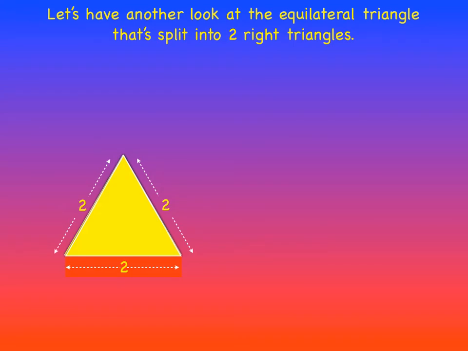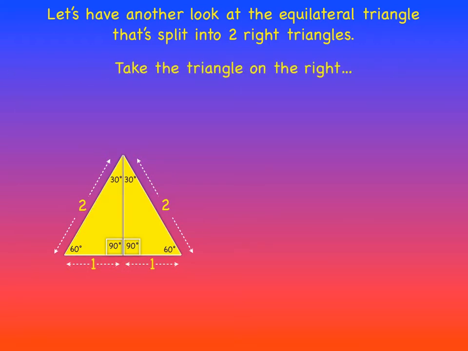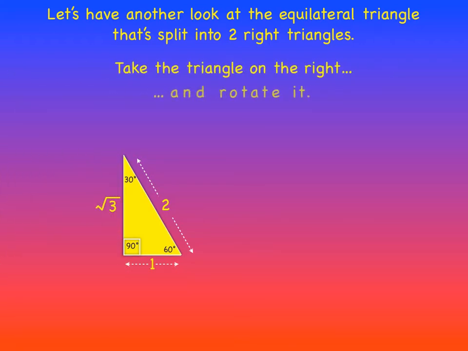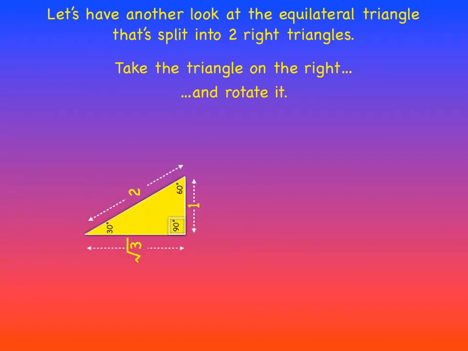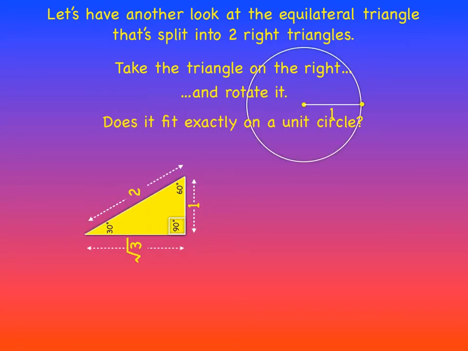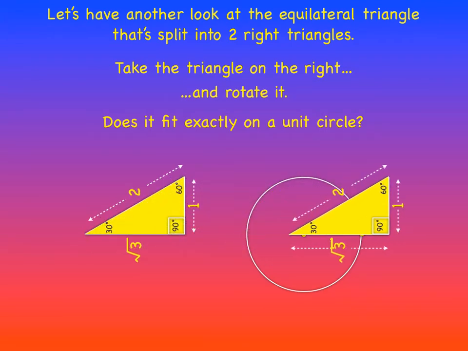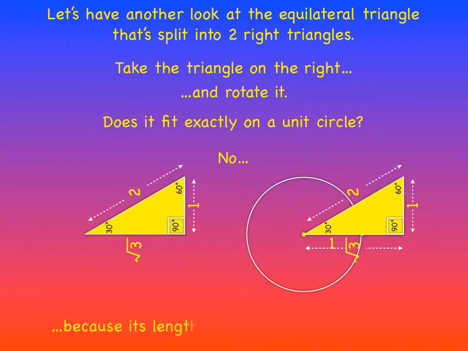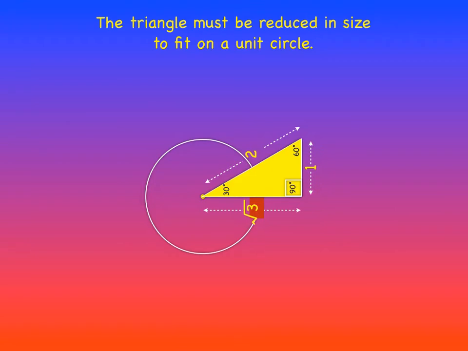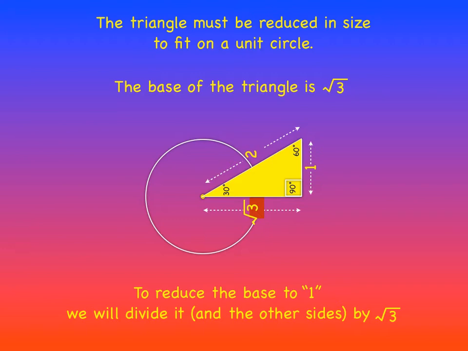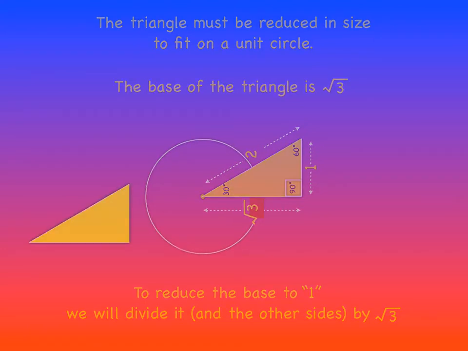Let's have another look at this equilateral triangle that's split into 2 right triangles. Take the triangle on the right and rotate it. Does it fit exactly onto a unit circle? No, because its length is about 1.73 units, rad 3. The triangle must be reduced in size if that's going to fit onto a unit circle. Well, the base of the triangle is the square root of 3. To reduce the base to 1, we will divide it and the other sides by rad 3.